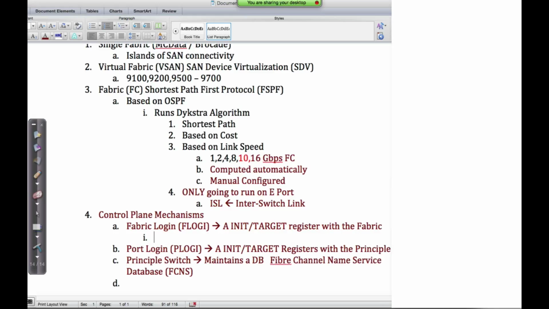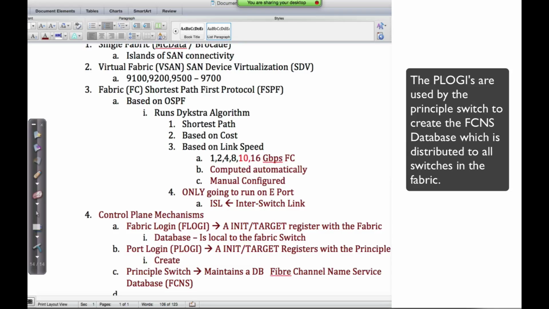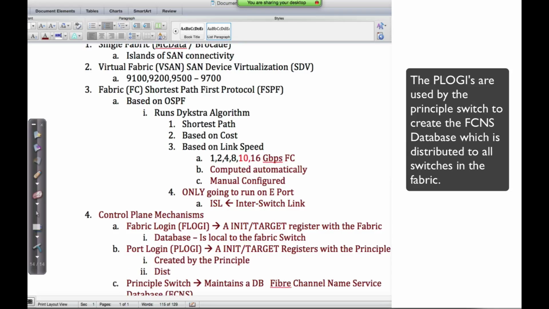So if I do a FLOGI, I create a database. But that database is local to the fabric switch. The PLOGI, however, is going to be created by the principal switch, but it's going to be distributed to all switches in the fabric.